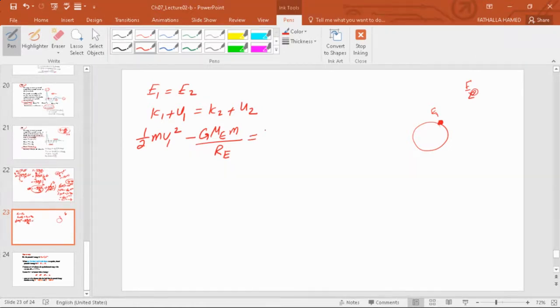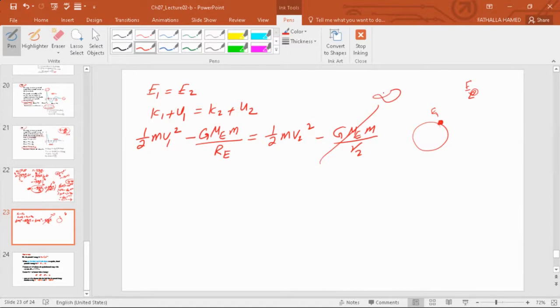Now, K2 will equal 1/2 m v2 squared, plus U2, which is minus G times the mass of the Earth times the mass of the object over r2 here. Now we want the object to escape, so it should be far away from the Earth. So that should be gone.